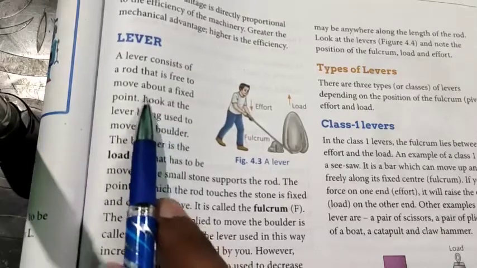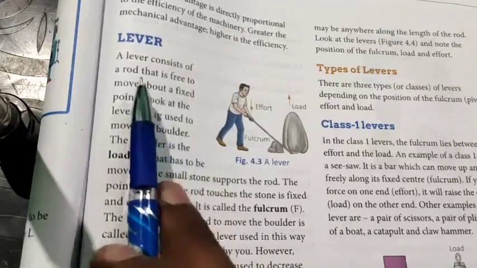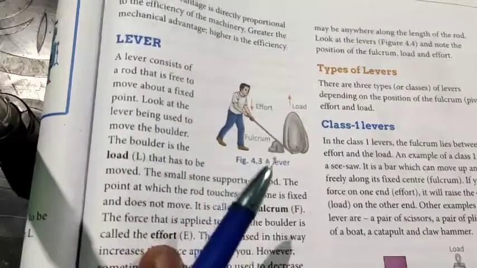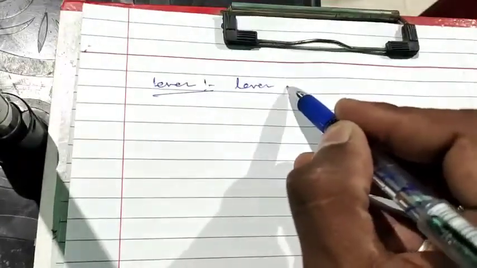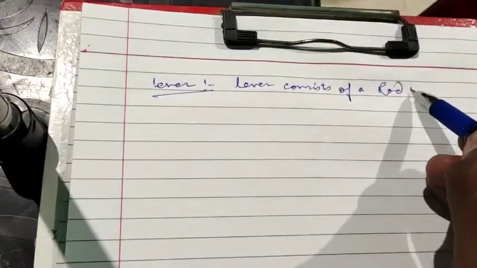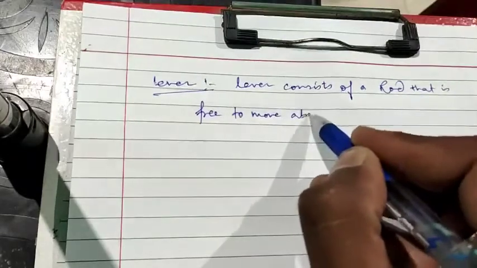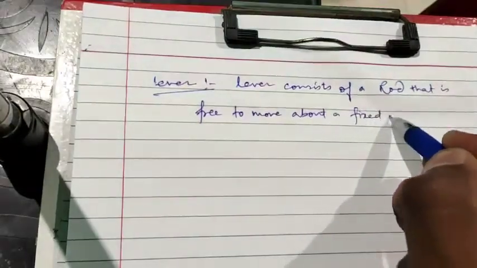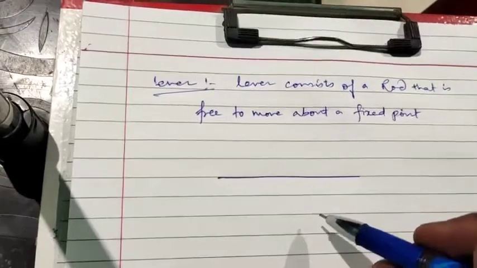Now, a lever consists of a rod that is free to move about a fixed point. Let us make it clearer by making a diagram that I have given to you earlier also. A lever consists of a rod that is free to move about a fixed point. It means that, suppose we take the example of a seesaw.